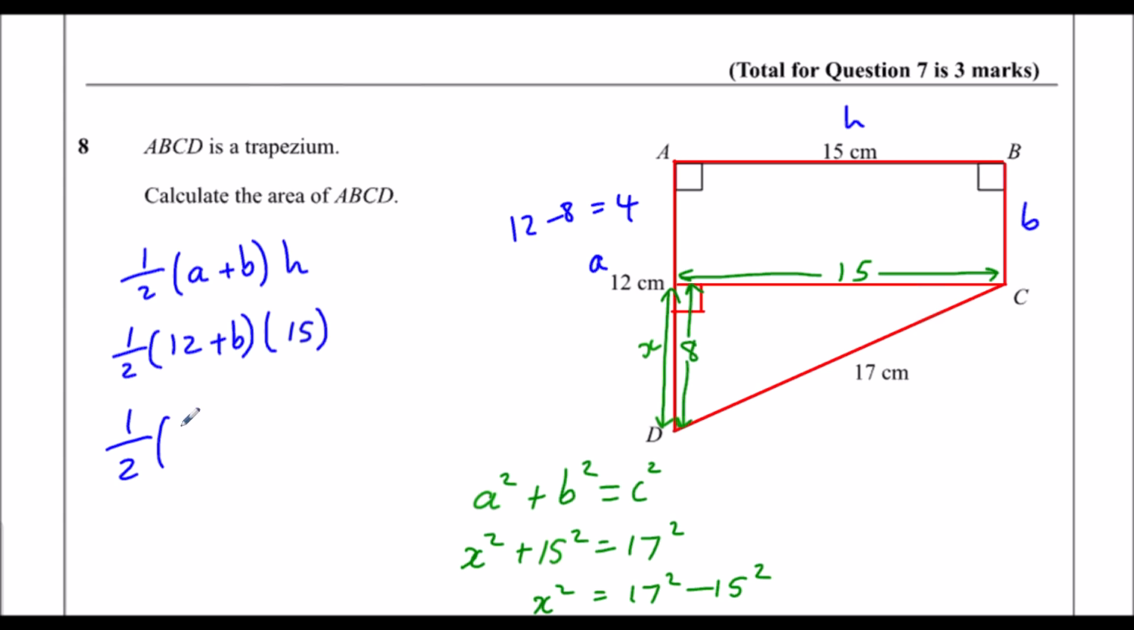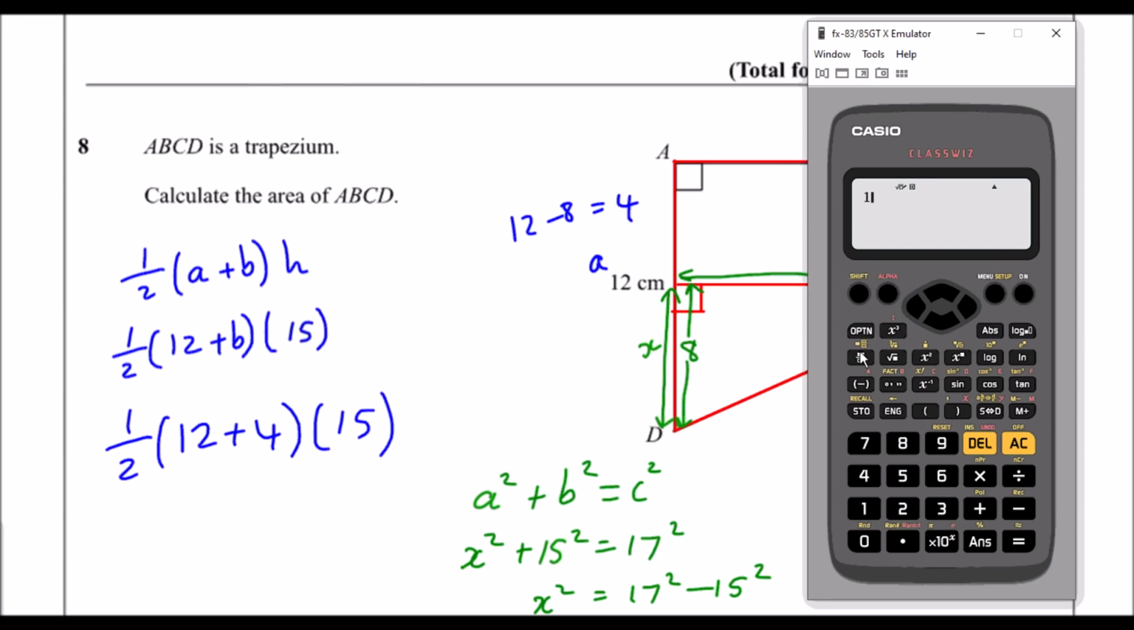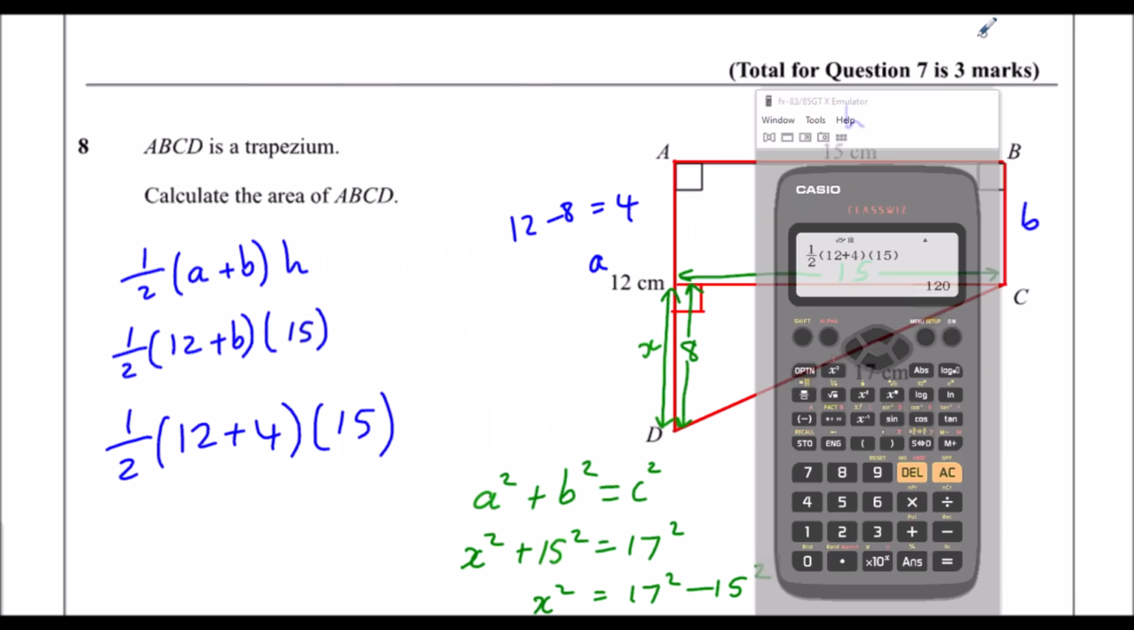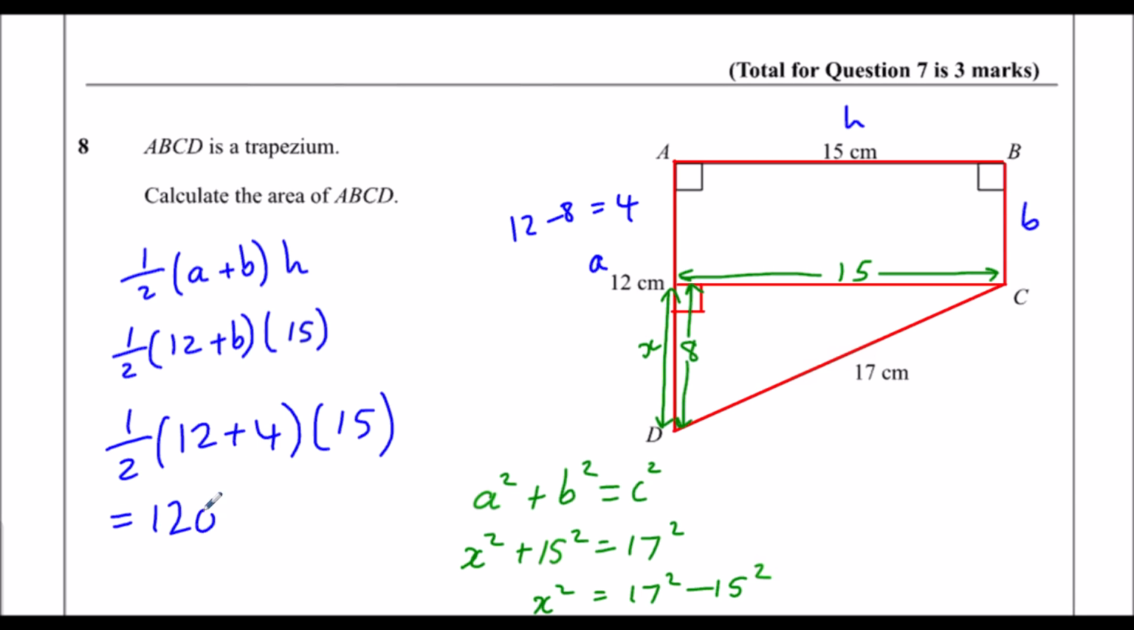So we've got half of 12 plus 4 times 15. So let's type this into the calculator. And we get 120 centimeters squared.